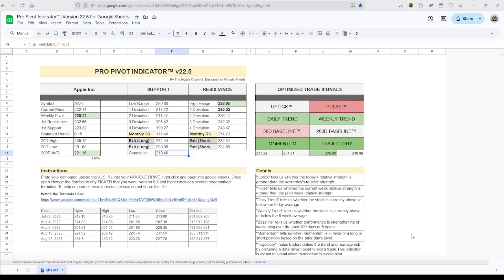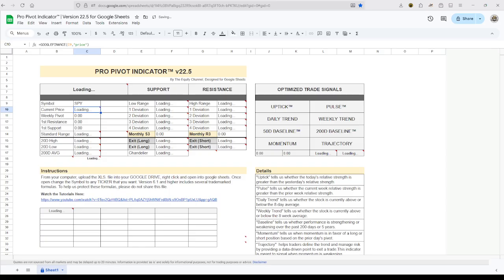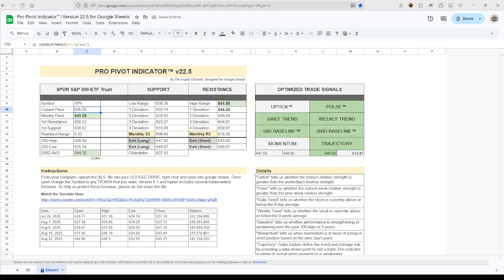All right. We are yet again another video. We're going to be talking about the pro pivot indicator, and we're going to go back over here to SPY, our last video we did on Apple. Or like, we'll use SPY as an example. I'm going to pull back over to SPY here. I like to use SPY as an example, just kind of keep it simple. We're going to be using SPY and QQQ actually. We're going to be talking about these optimized trade signals. All right, that's what we want to talk about here.